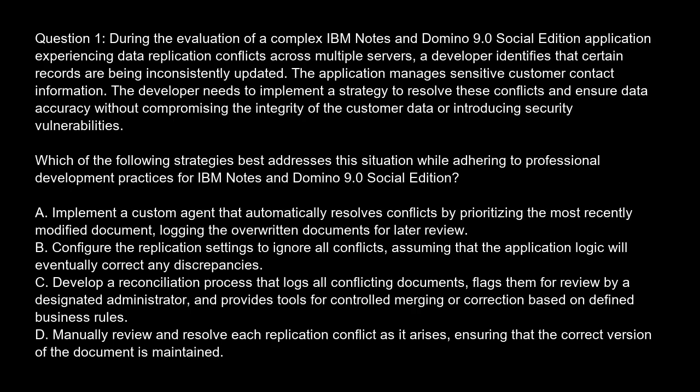Question 1. During the evaluation of a complex IBM Notes and Domino 9.0 Social Edition application experiencing data replication conflicts across multiple servers, a developer identifies that certain records are being inconsistently updated. The application manages sensitive customer contact information. The developer needs to implement a strategy to resolve these conflicts and ensure data accuracy without compromising the integrity of the customer data or introducing security vulnerabilities.